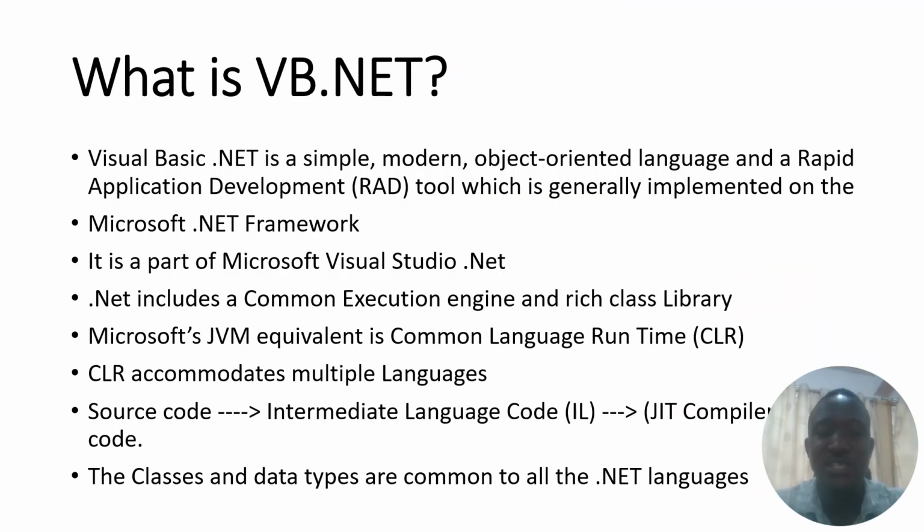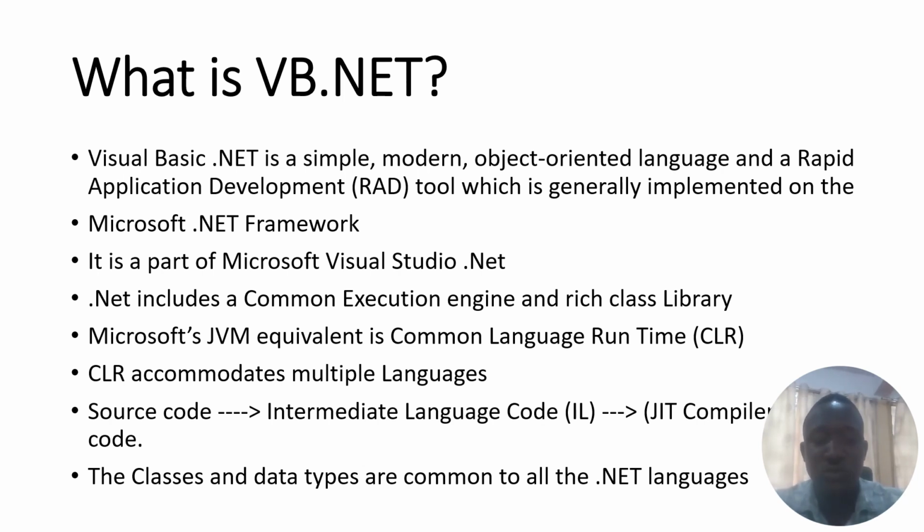So what is Visual Basic .NET? Now, Visual Basic .NET is a simple, modified object-oriented language and a rapid application development tool, which is generally implemented on the Microsoft .NET framework as discussed in the previous slide. It is part of the Microsoft Visual Studio .NET application. So the .NET includes a common execution engine and comes with a whole lot of rich class libraries.